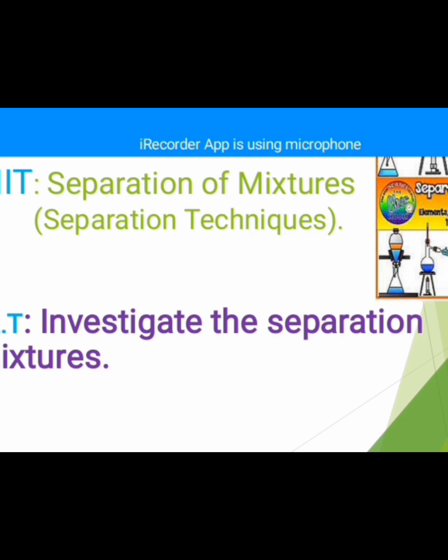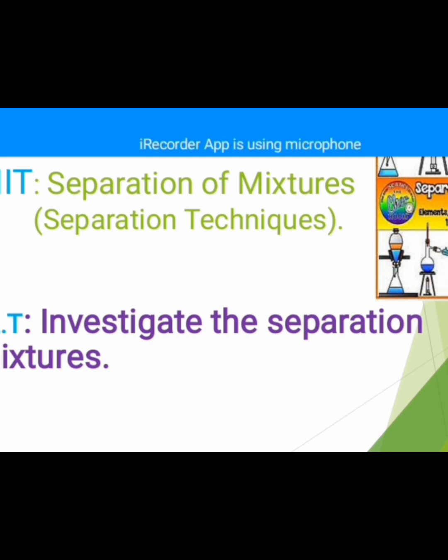Separation is simply the technique we use to separate two or more mixtures that are physically combined. Take note, they must be physically combined, because chemically combined substances or mixtures cannot be separated. We call such reactions irreversible reactions. While substances we can separate using physical means through separation techniques is called reversible reaction. It means they can be taken back to their original form or state.